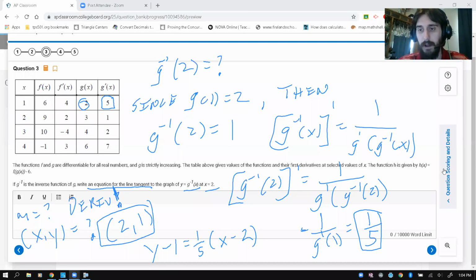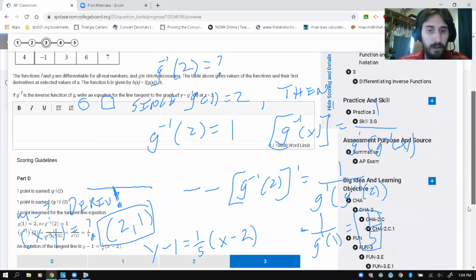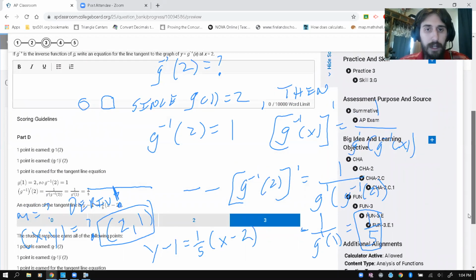All right, for this problem, you get 3 points. 1 point for correctly finding that the inverse of 2 is 1. 1 point for finding the derivative is 1/5. And then 1 point for writing your tangent line.